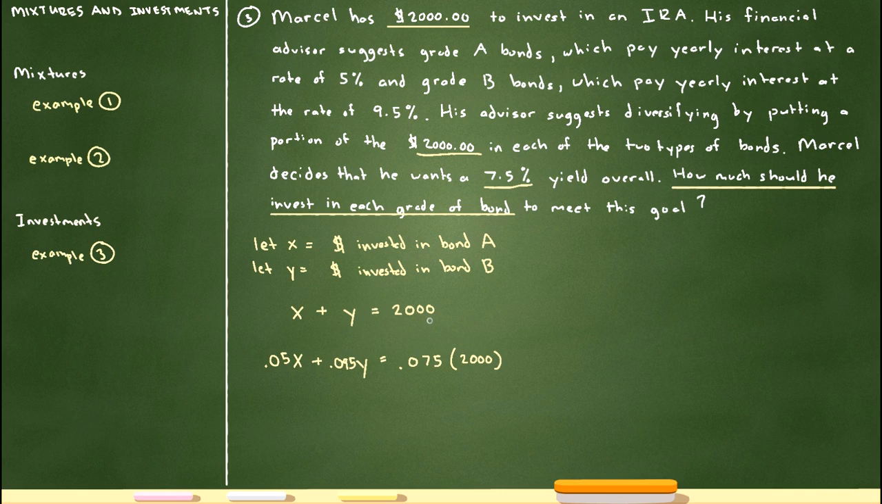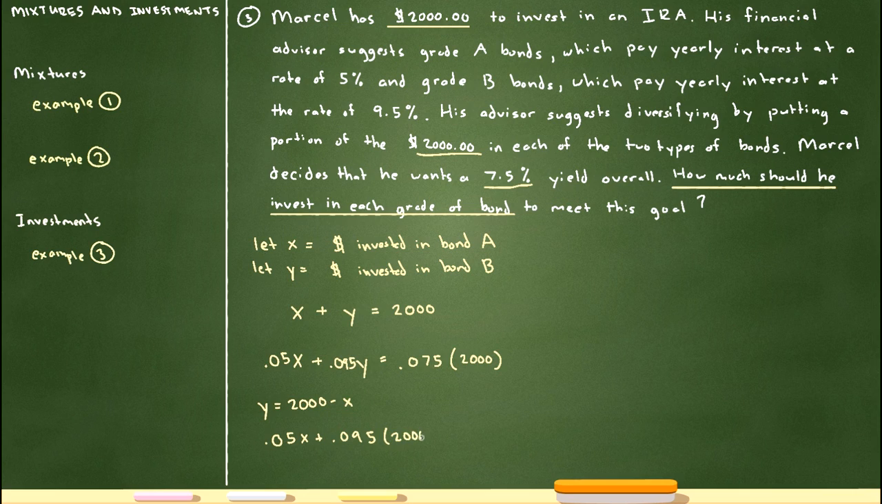We could use substitution to solve this. I don't have my calculator handy, I may need it. So x plus y is 2,000, so we could write y is 2,000 minus x. Or similarly, you could say x is 2,000 minus y, but you'll need to do a different substitution in the second equation. Now I'm going to rewrite the second equation: 0.05x plus 0.095, but in place of y, I want to write 2,000 minus x.